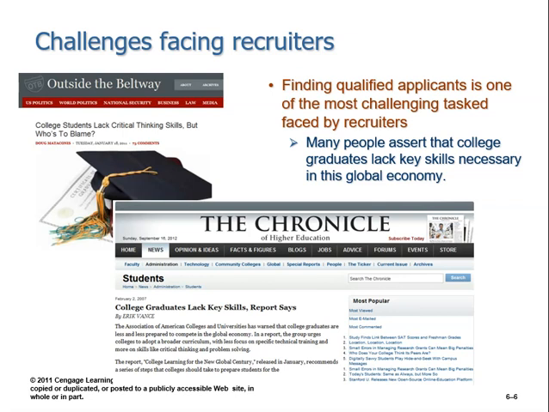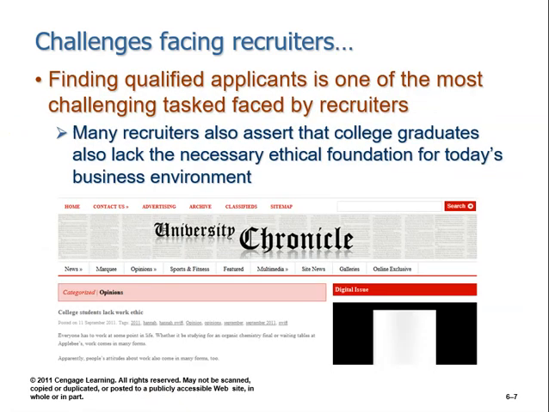And that can be an expensive process because it takes longer for that college hire to become financially productive for the organization. And you can see this reflected in some of the articles that have been published recently about college students and recruiting college students. Finding qualified applicants is one of the most challenging aspects of a recruiter's job. And this is just in general. So we talked about it specifically for college students a moment ago, but this really is the challenge that they face overall.